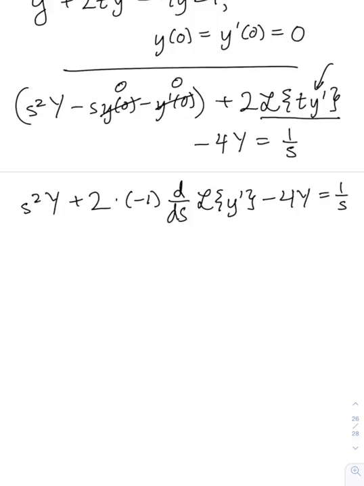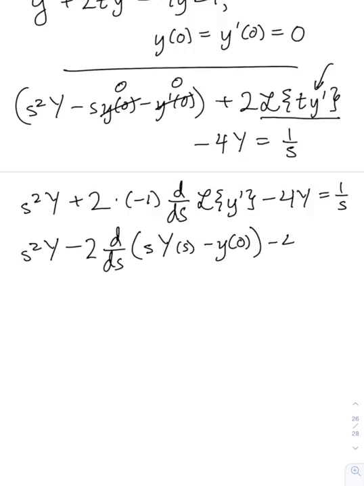All right, now I have to keep going. So I have s squared times capital Y minus 2 times d/ds. Now I use my rule. What is the Laplace transform of little y prime? It's going to be s times capital Y of s minus little y of 0. Little y of 0 is 0 in this example.